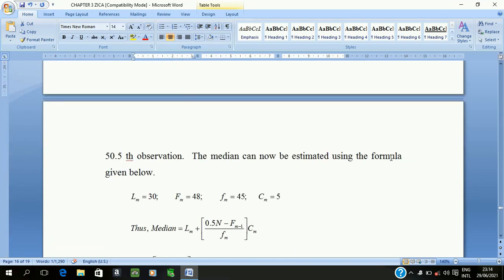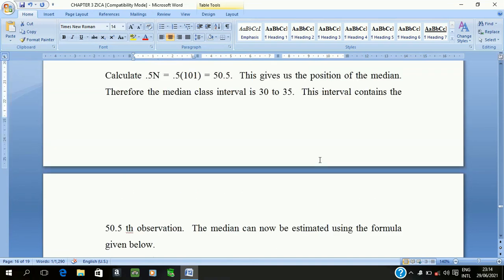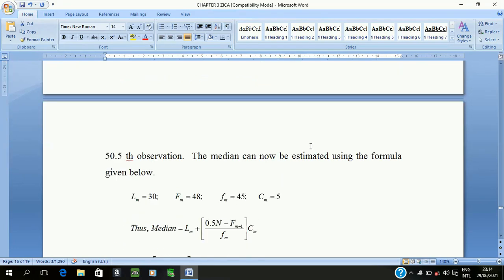Once you identify the median class as 30 to 35, that's the median class identified from the question, and you can now apply the formula. The formula is the lower boundary of the median class, plus 0.5 multiplied by n, which is the summation of f, so this is going to be 101, minus the cumulative frequency of the class immediately before the median class, divided by the actual frequency of the median class, and the class width.